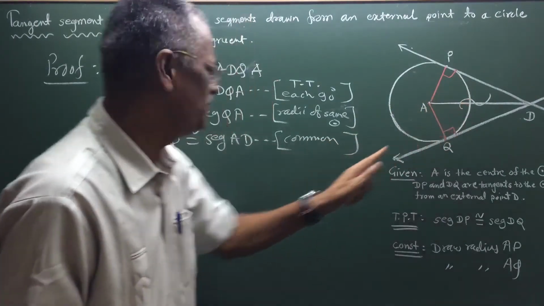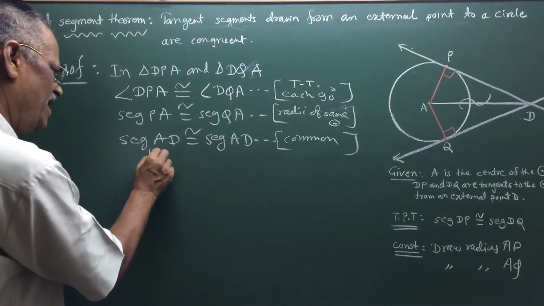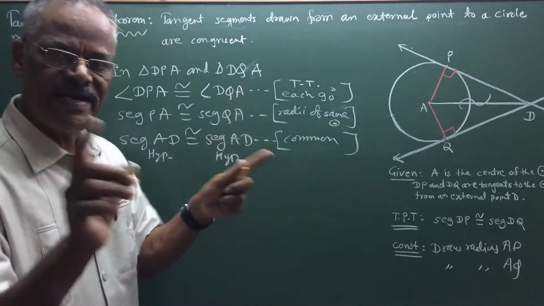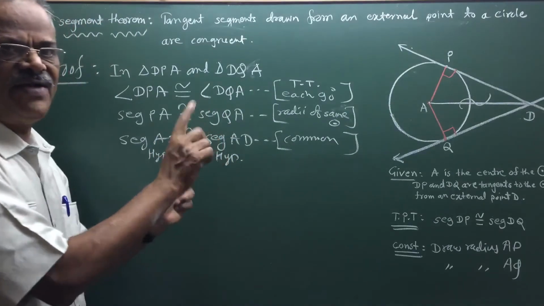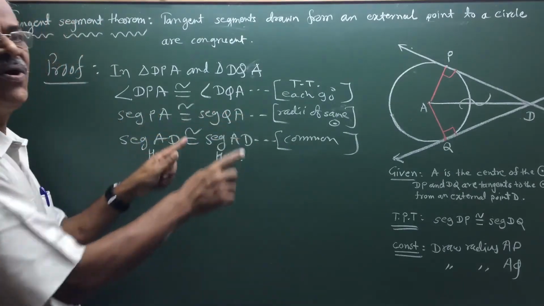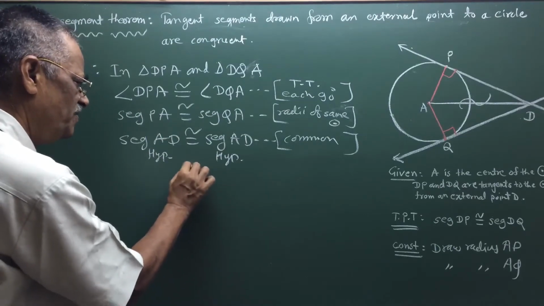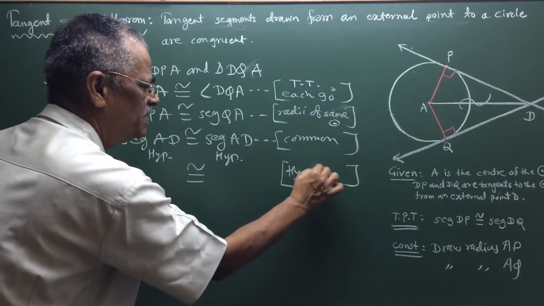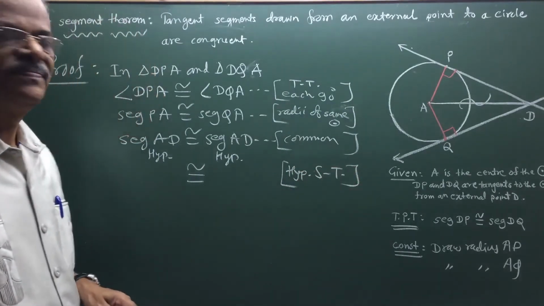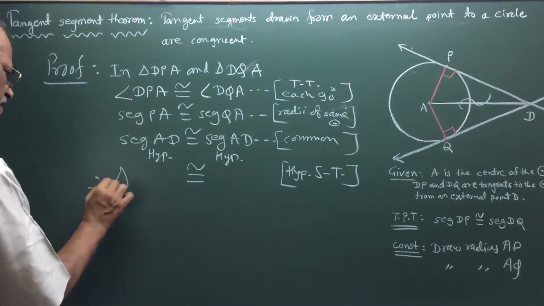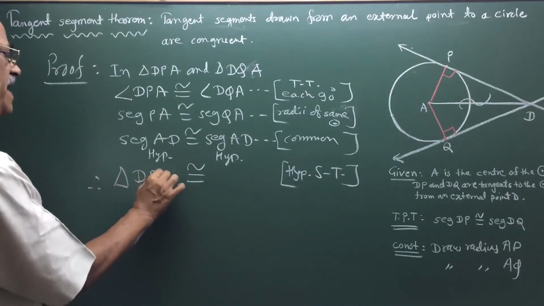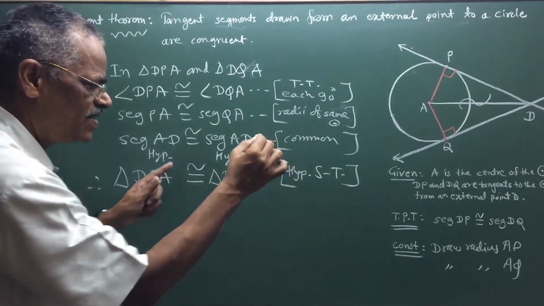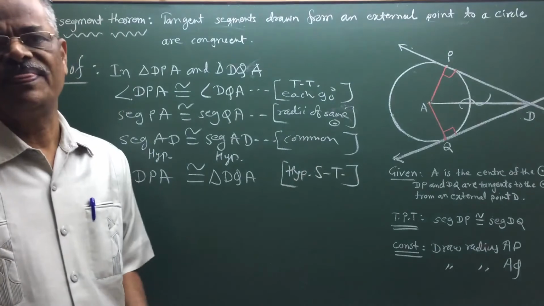So it is the hypotenuse. See that this is the hypotenuse and this is again the hypotenuse. In two right angle triangles, you are finding the hypotenuse congruent and a side congruent. In that case, you can say they are congruent by the hypotenuse side theorem. Therefore, triangle DPA and triangle DQA are congruent by the hypotenuse side theorem.